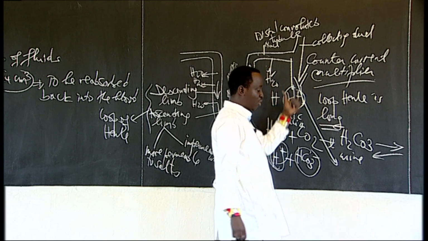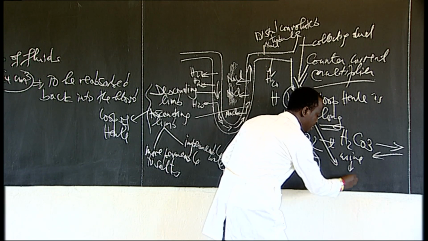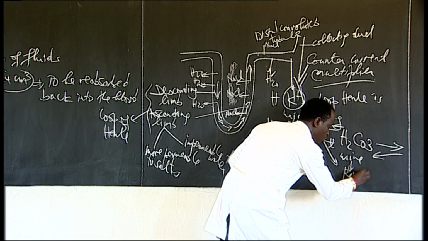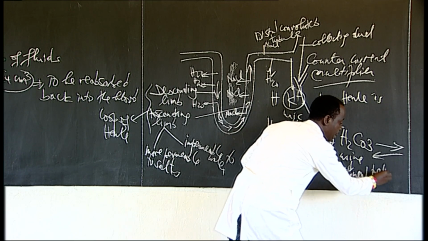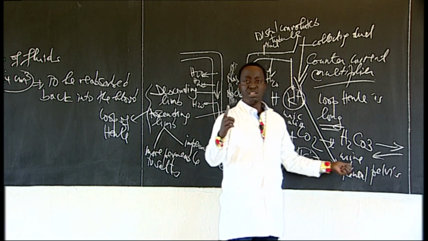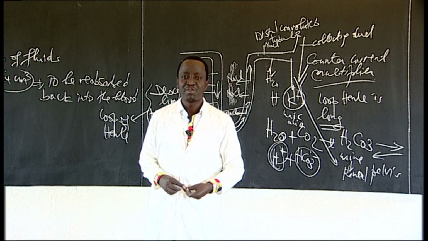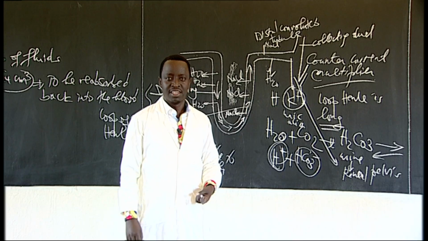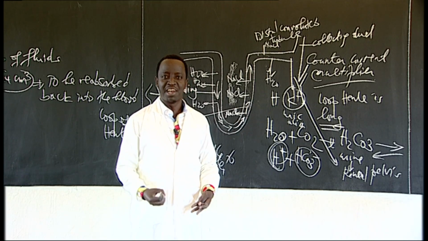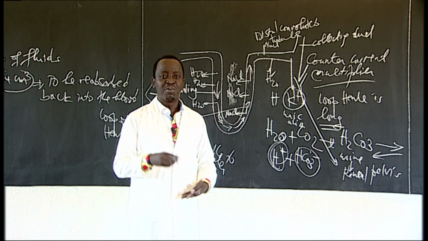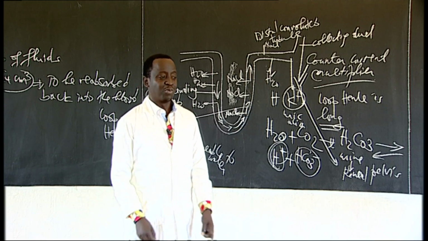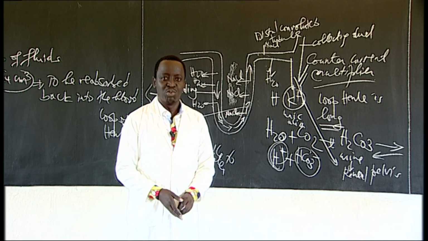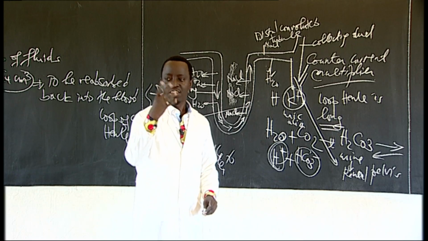Then it is collected from the medulla and carried to the renal pelvis. You remember we have talked about this. Then from the renal pelvis, our urine is transported by the ureters to the urinary bladder. And then from the urinary bladder, the urine is carried out by the urethra. That's why sometimes you feel you want to go and urinate.